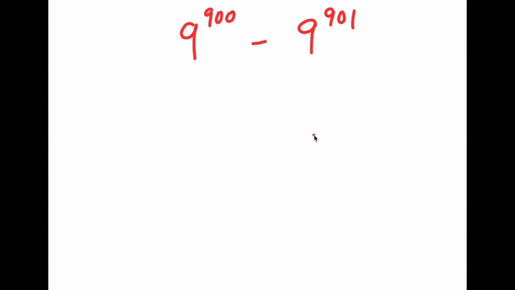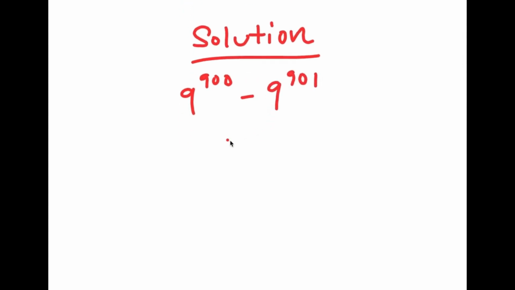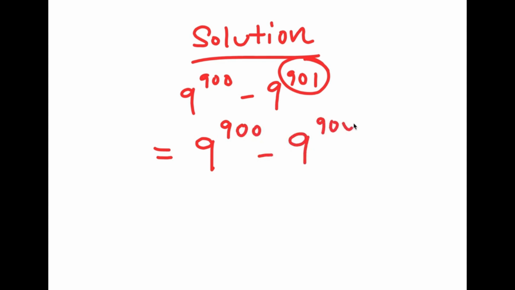Alright, so in this problem, I have 9 to the power of 900 minus 9 to the power of 901. So, for my solution, I'm going to first start by rewriting my original problem here. So I rewrite 9 to the power of 900 minus 9 to the power of 901. And now this is the same thing as, I can rewrite 901 as 900 plus 1. So this is the same thing as 9 to the power of 900 minus 9 to the power of 900 plus 1.